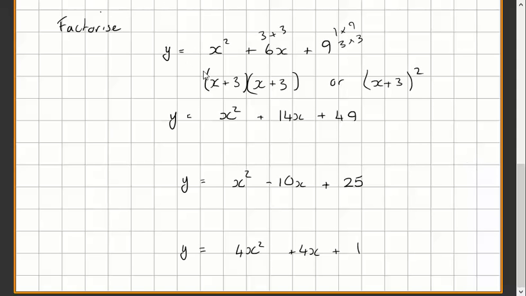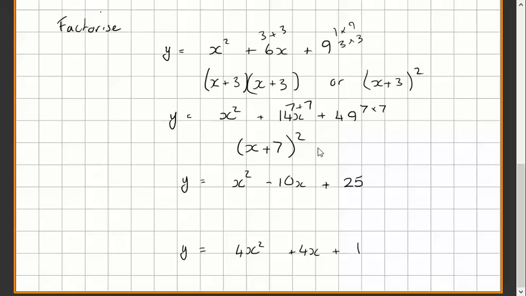Let's have a look then. So we went through this one. Multiplies to make 9, add to make 6. That gives us x plus 3, x plus 3, or x plus 3 squared. Hopefully you'll start noticing that 49 and 14 are linked because it's 7 times 7 and 7 plus 7. So we could end up with x plus 7 squared.